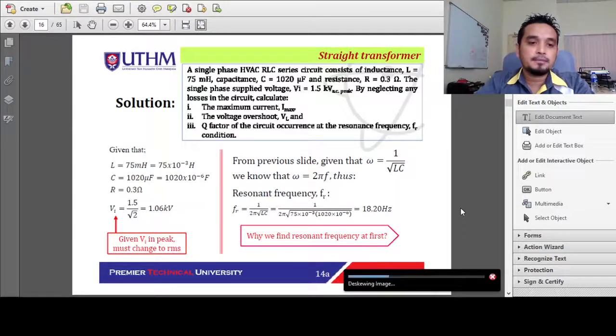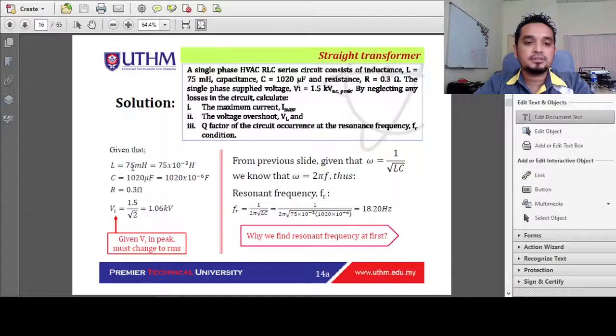We go straight away. The given values here are L equal to 75 millihenry, capacitance 1020 microfarad, and 0.3 resistance, and hence we can calculate the RMS value: 1.5 divided by square root of 2 will give you 1.06 kV.